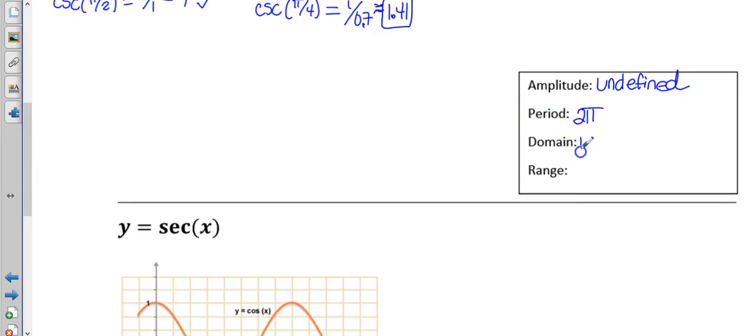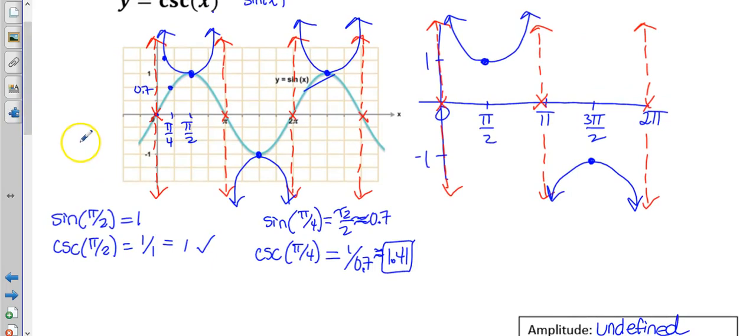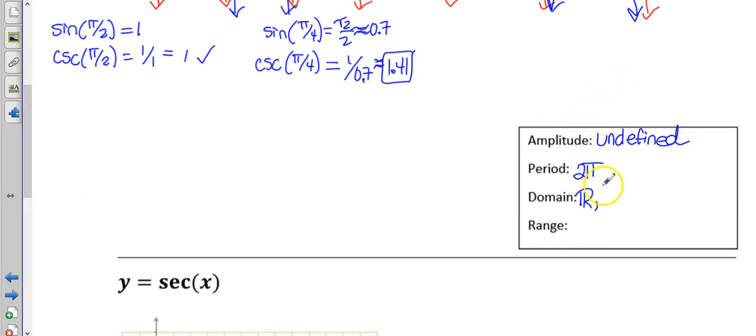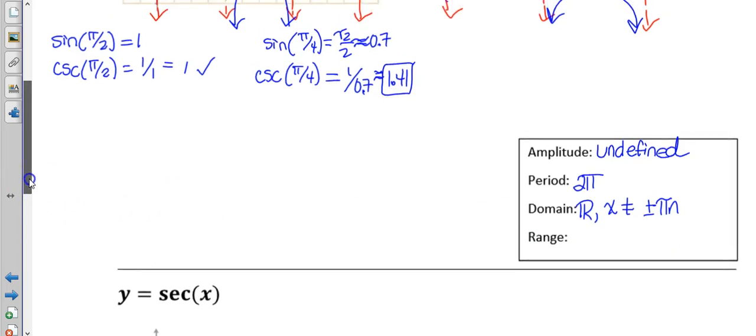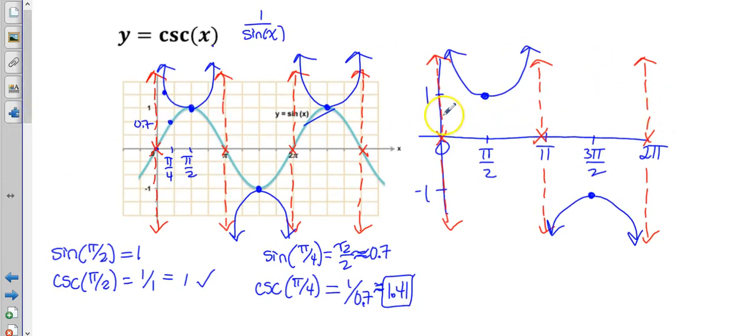Our domain is all real numbers. And if we look at the locations of the asymptotes, they happen where? I'm hoping we're all saying intervals of pi, and I agree with you. So all real numbers, x cannot equal multiples of pi. Now the range, unlike tangent, is definitely not all real numbers, because check out this giant gap right here in the middle.